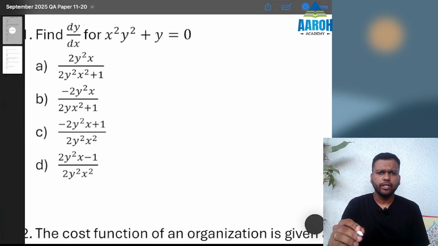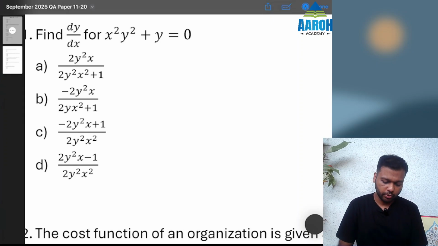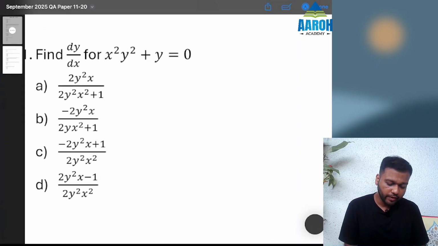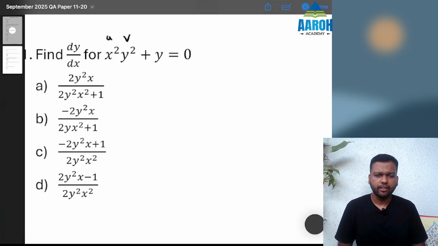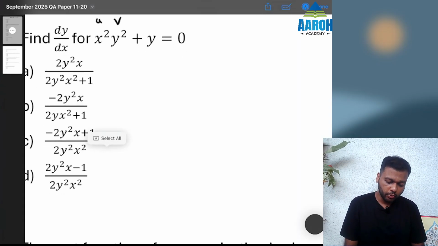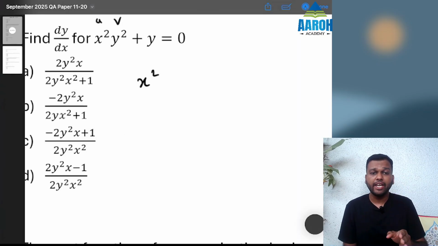x square y square plus y is equal to 0. So how do we solve an implicit differentiation question? Treat it as two variables. So this is uv, right? How do we differentiate u into v? u into v dash plus v into u dash, right? So u is x square, plus the derivative of v, the derivative of y square.